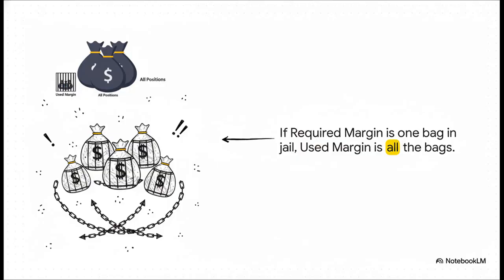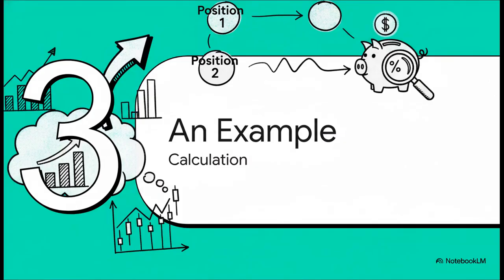And this image makes it crystal clear. If one trade puts one bag of your money in margin jail, then having multiple trades means you've got multiple bags all locked up at the same time. Your used margin is just the total value of all of those bags added together. Simple as that. You know, theory is great and all, but I find it always clicks when you see it in action. So let's walk through a super simple example with two positions and calculate the used margin together.